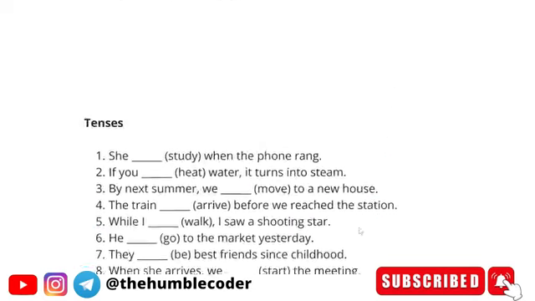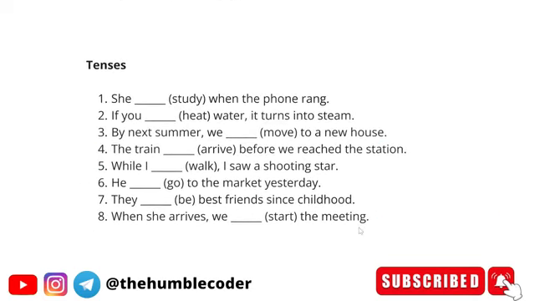Okay, let's now move on to the next set of questions that we have. These are also fill in the blanks based questions. What we need to do is fill in the blanks based on the correct tenses. Let's see the first question. She studied when the phone rang. The correct answer will be she was studying when the phone rang.